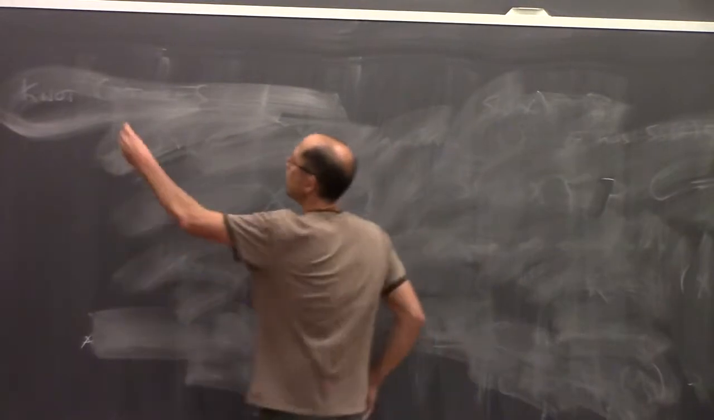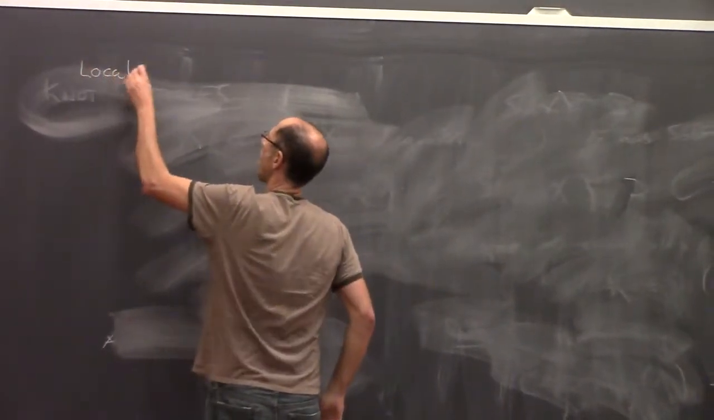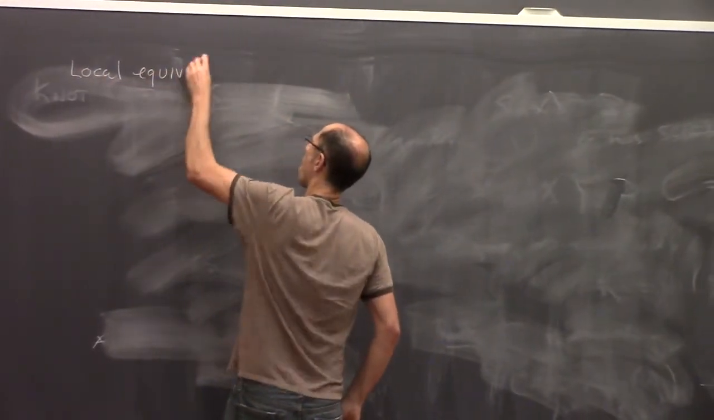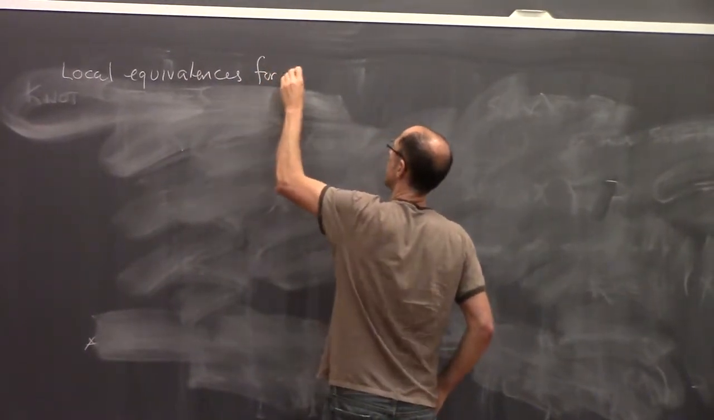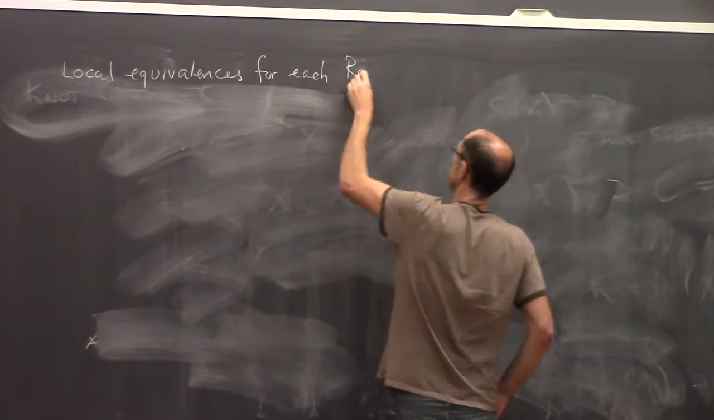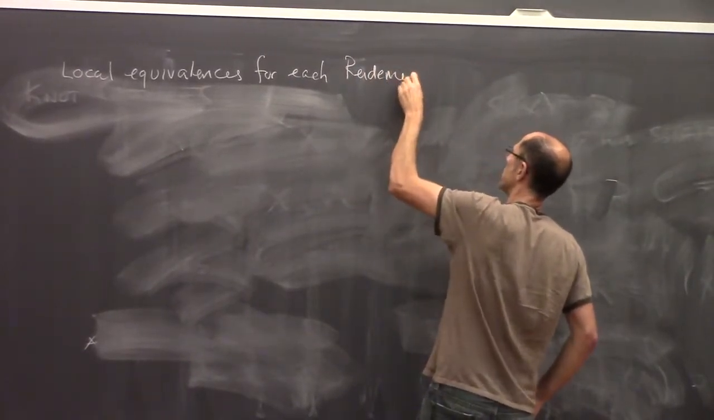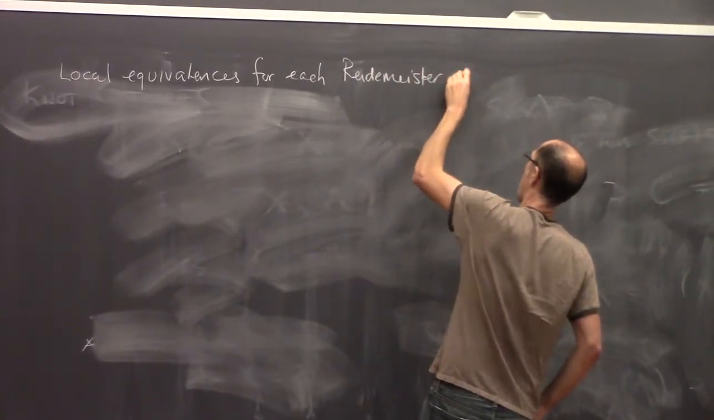So we have local equivalences for each Reidemeister move, and you can prove invariance just that way as well.